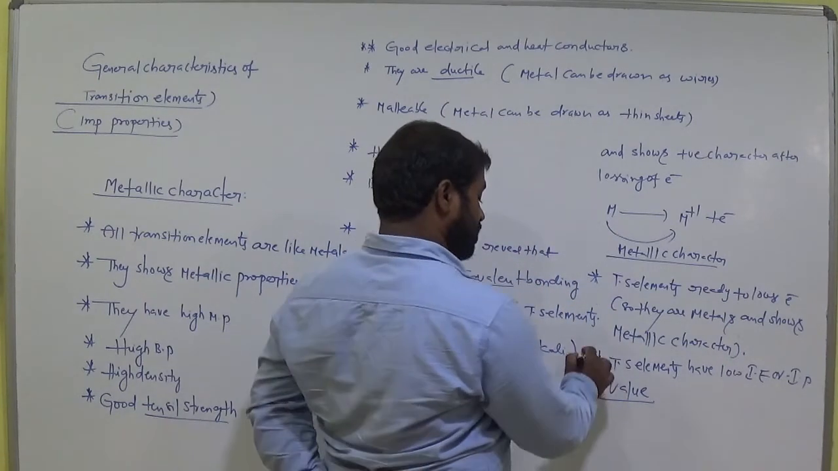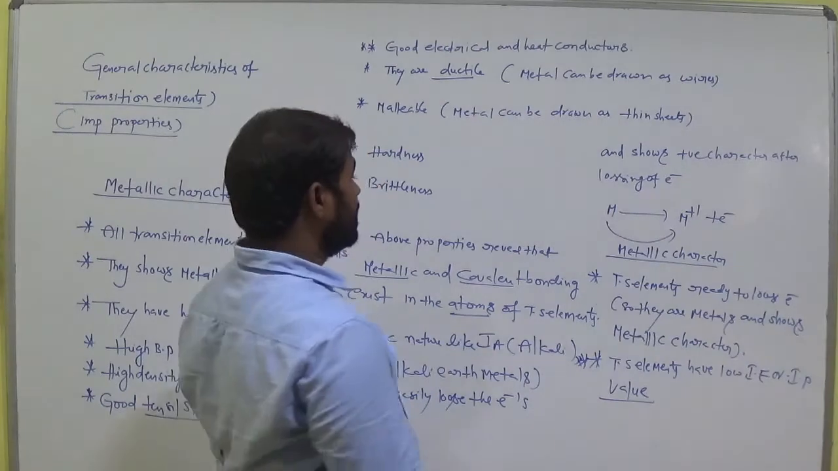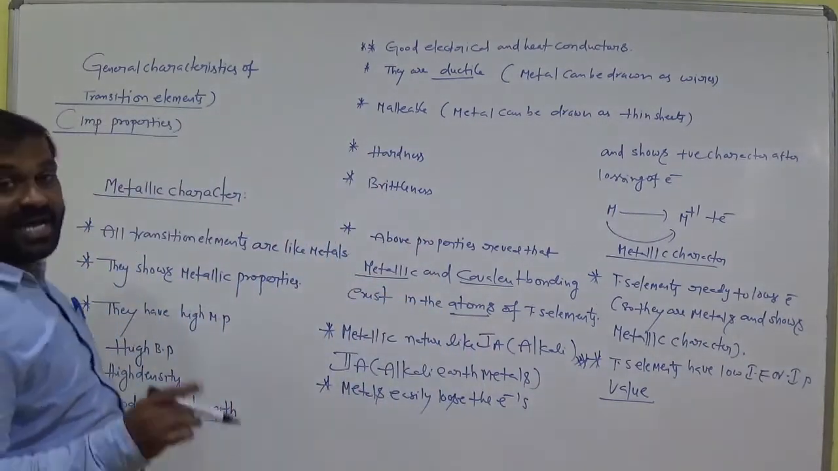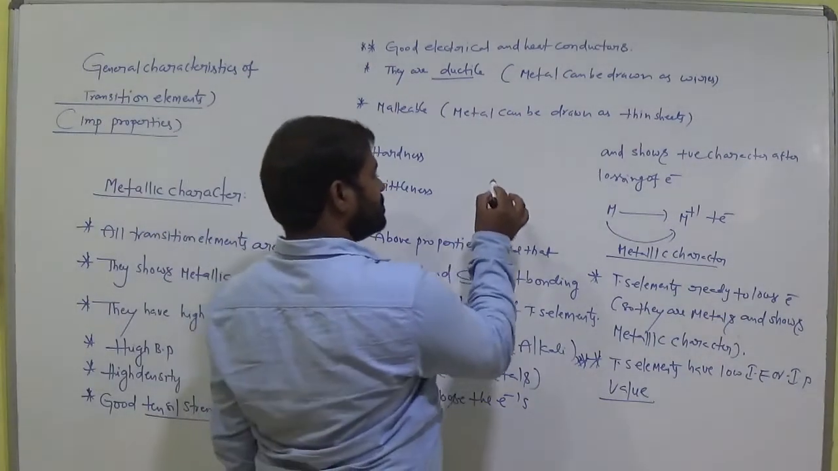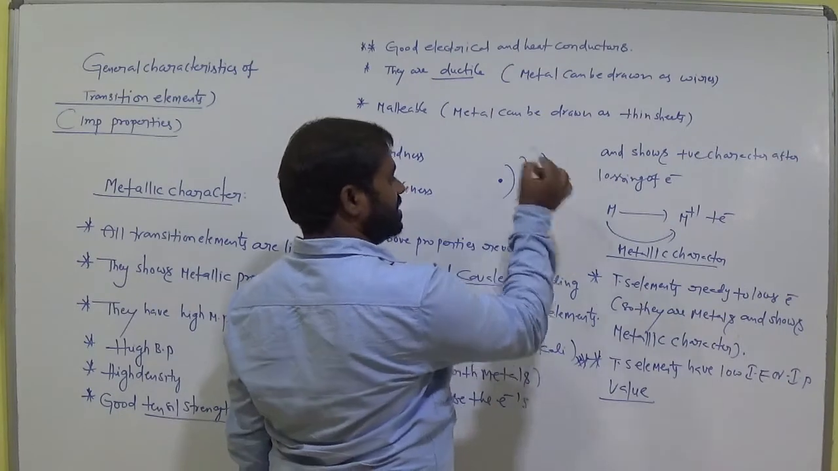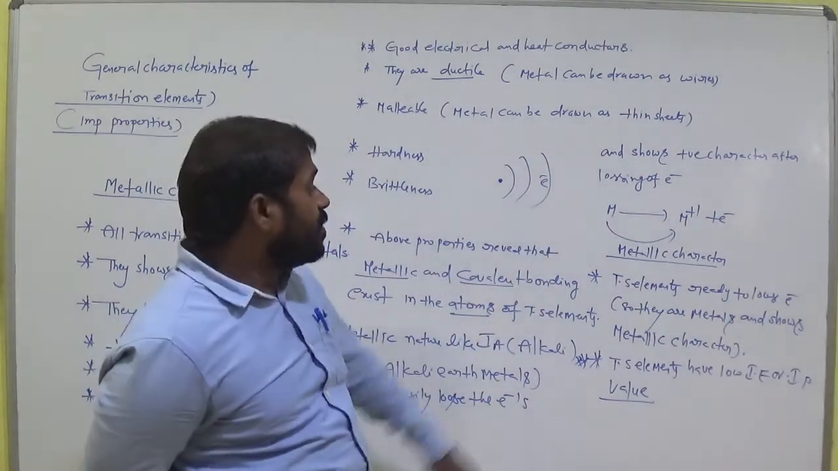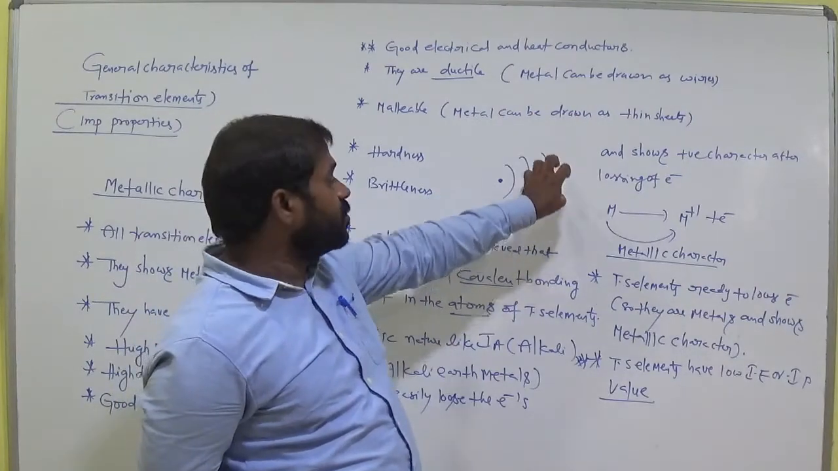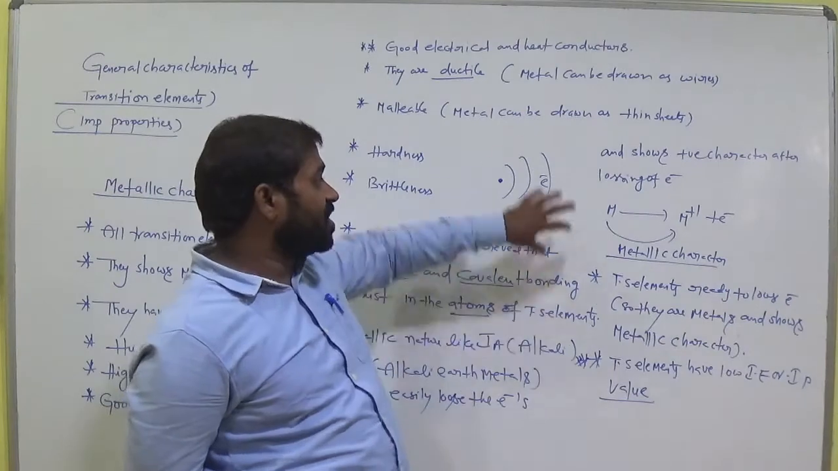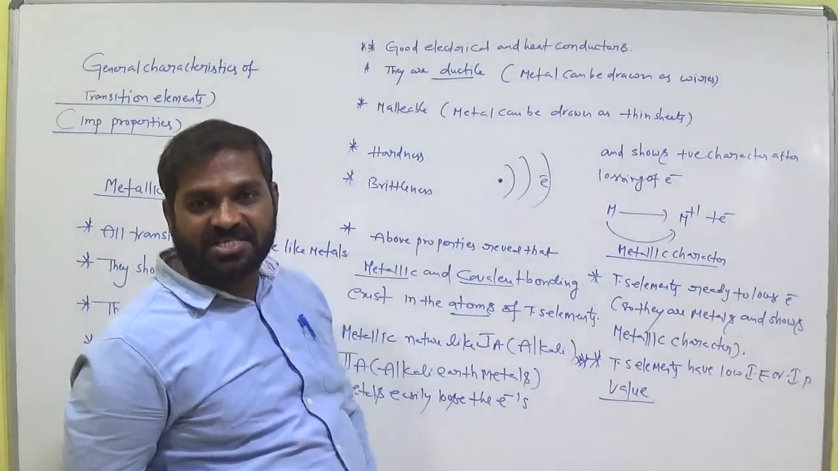Transition elements have low ionization values. Why? Because ionization energy means, students, suppose this is the central atom and this is the valency cell, with an electron in the outermost valency cell. Ionization energy is the amount of energy required to remove the electron from the valency cell of a neutral isolated gaseous atom.